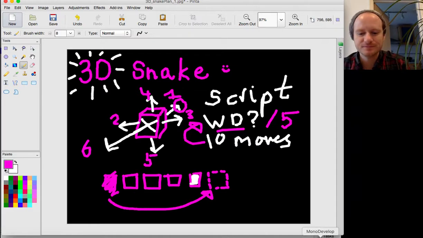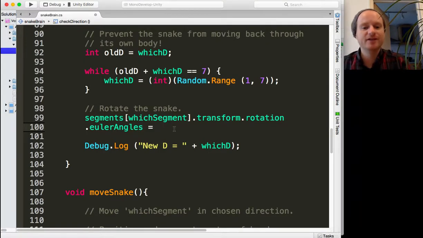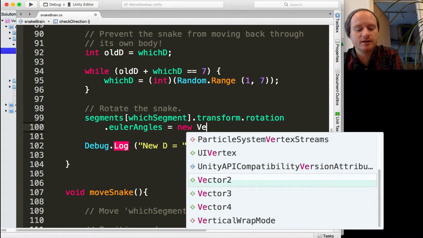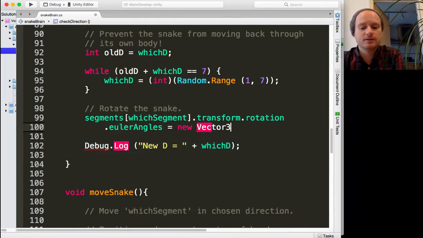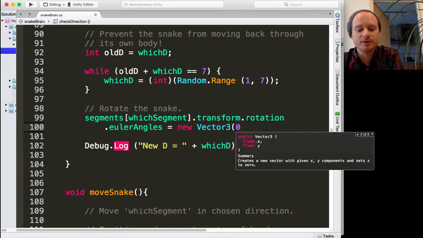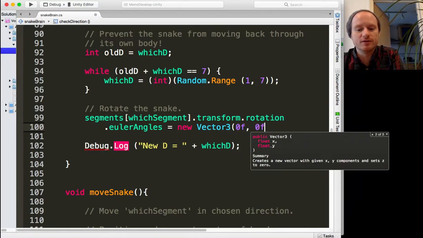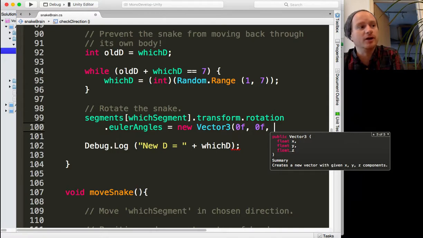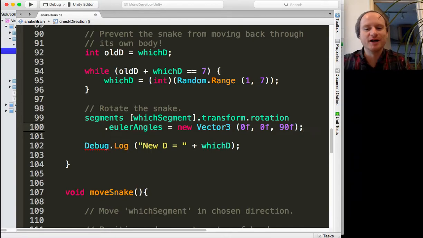Right. So we'll say if the direction is 1, then we want to go new vector 3. That's just going to be positive 1 in the Z direction. So 0, 0, or 90 in the Z direction, I should say. Is that right? Yes, we want to go by 90 degrees.